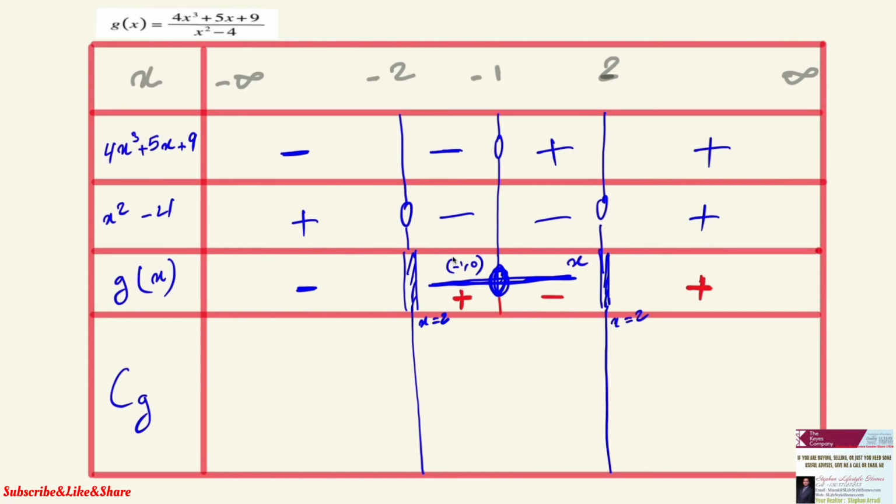And at these points we see where the graph is going. It's going to plus infinity or minus infinity. It could be something like this, or something like this, or something like this. We have to see and have an idea.